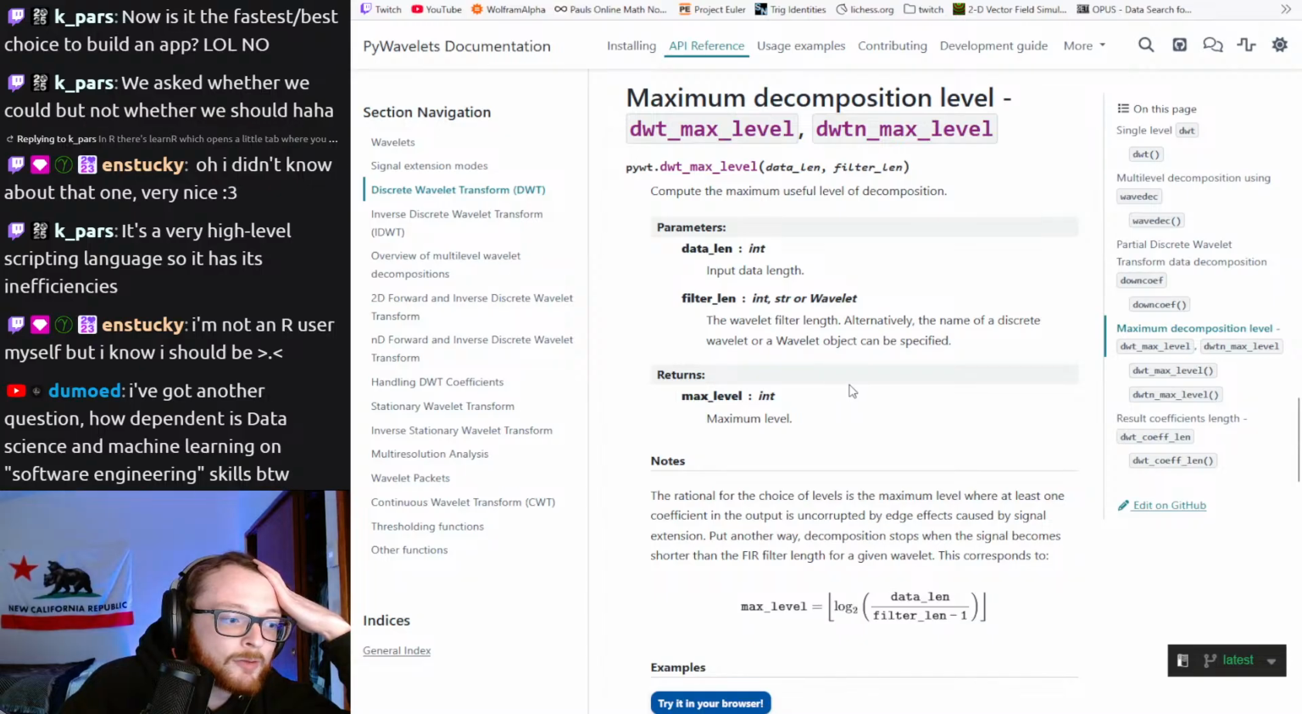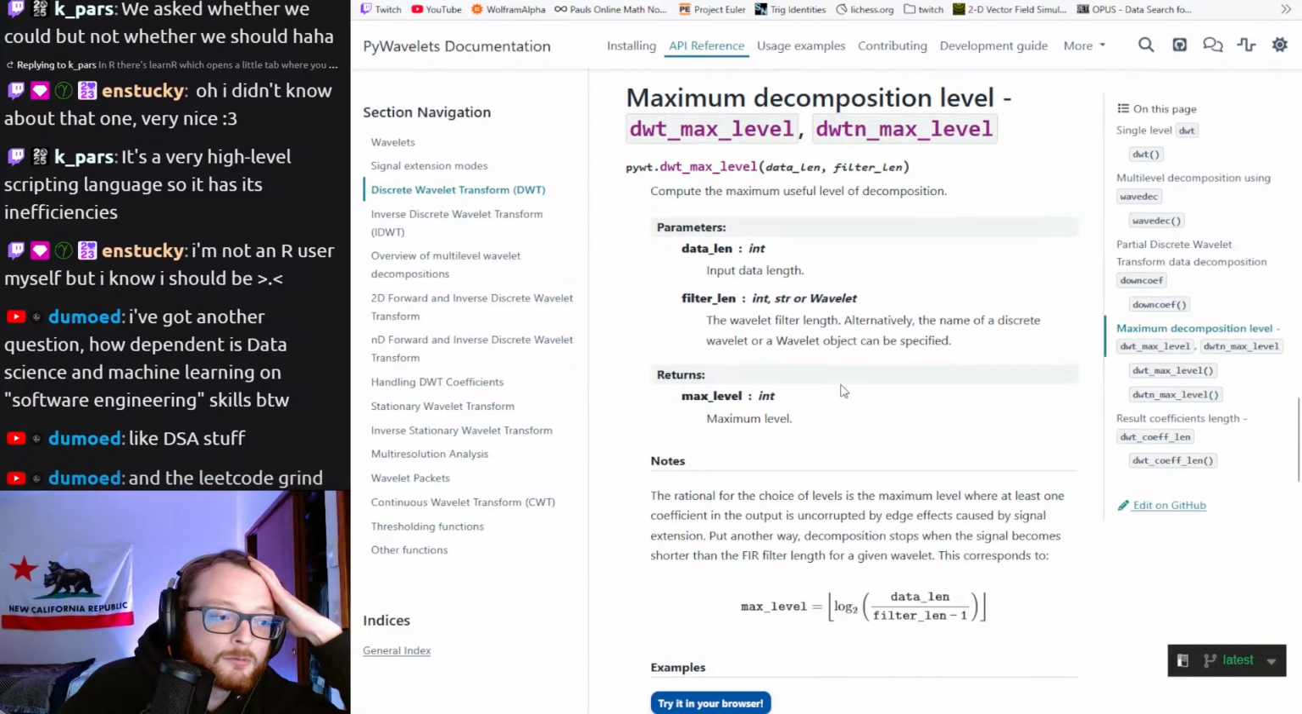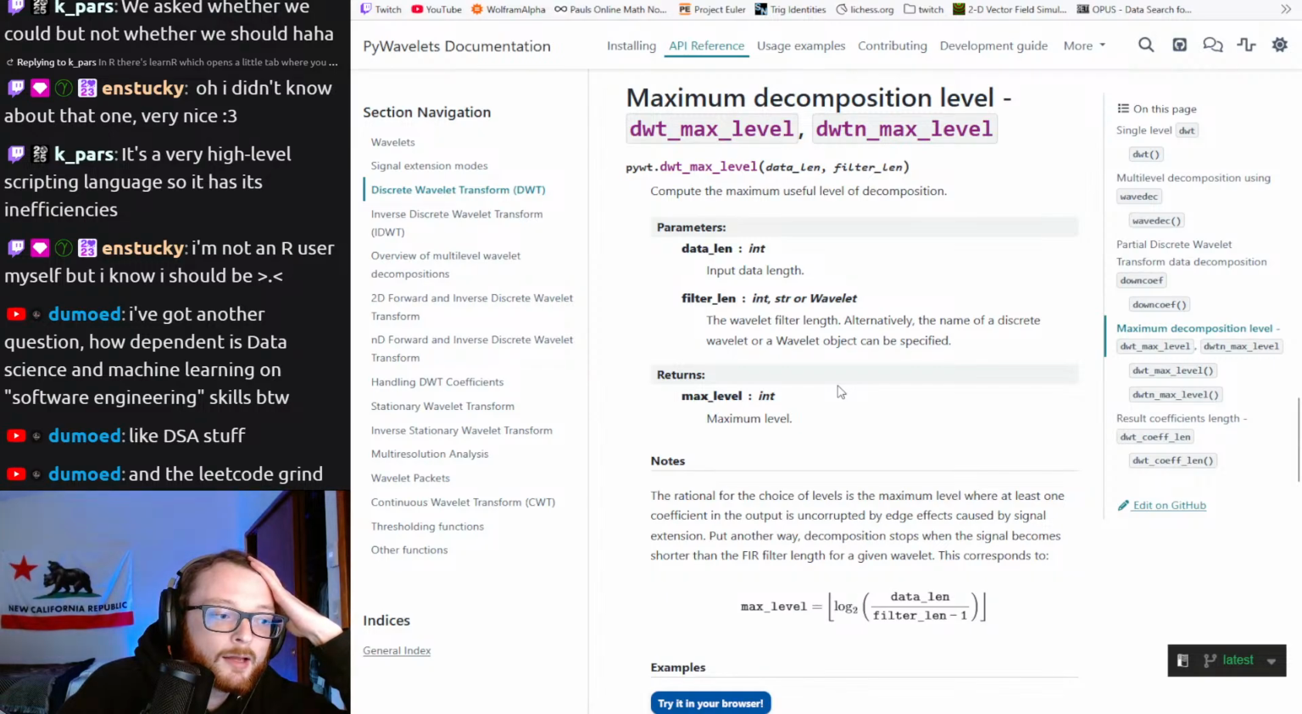How dependent is data science and machine learning on software engineering skills? Not. They're related, but not that related. Software engineering is very much about organizing a large amount of code, and it has its own distinct concepts to learn about how you organize code. But for data science, your code isn't that long. You're just implementing mathematical algorithms or techniques.